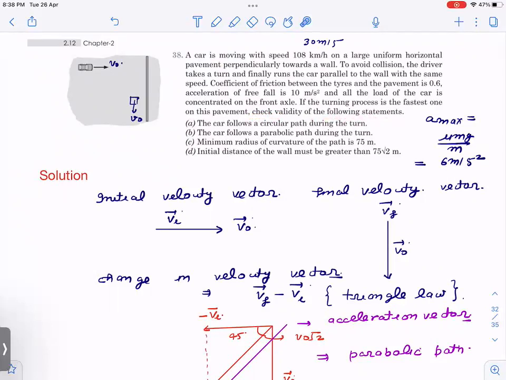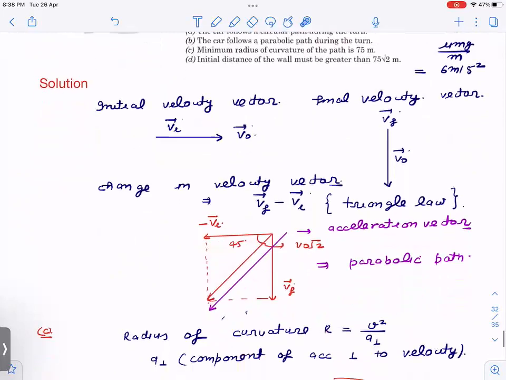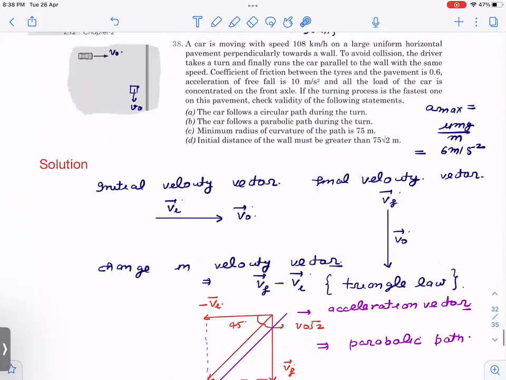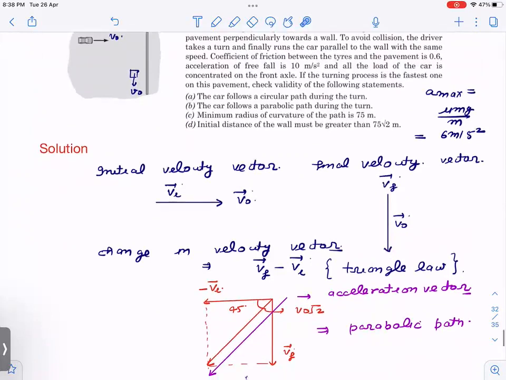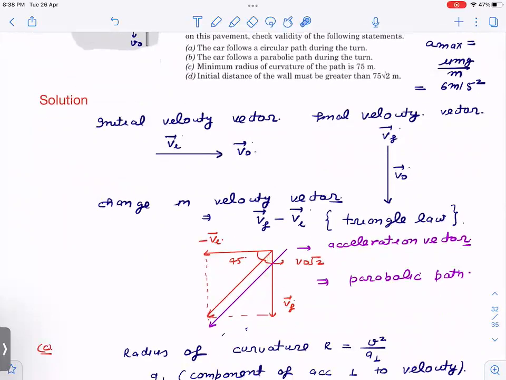Same concept. So same thing, now I have explained again here. Initial velocity vector, see this one. Final velocity vector is this. Change in velocity vector, see this diagram, v final minus v initial, right? So this direction is changed. So this is delta v, right?